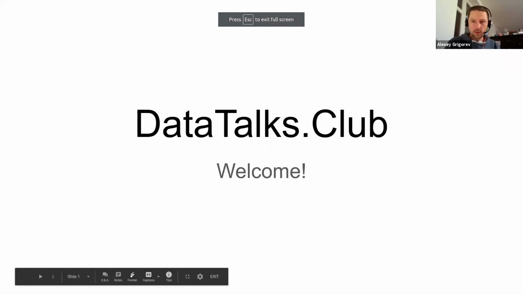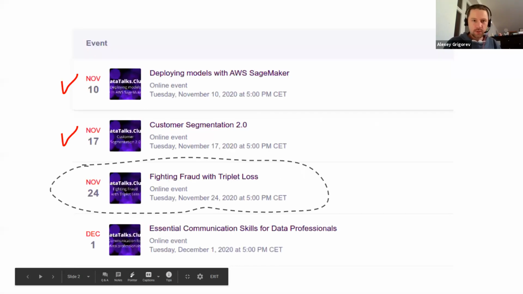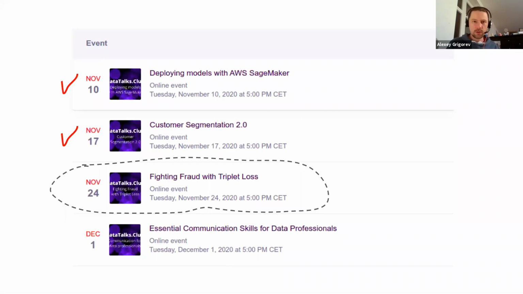Today we have our third presentation. We already had a presentation about deploying models with SageMaker, and last week we also talked about customer segmentation. And today we are going to talk about an application of Siamese neural networks for fraud detection with triplet loss.